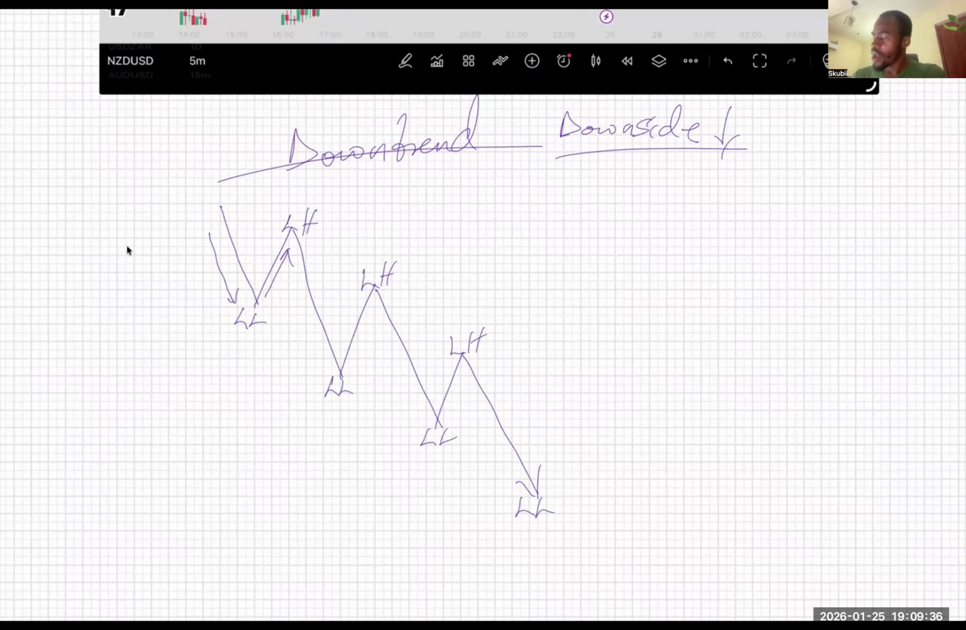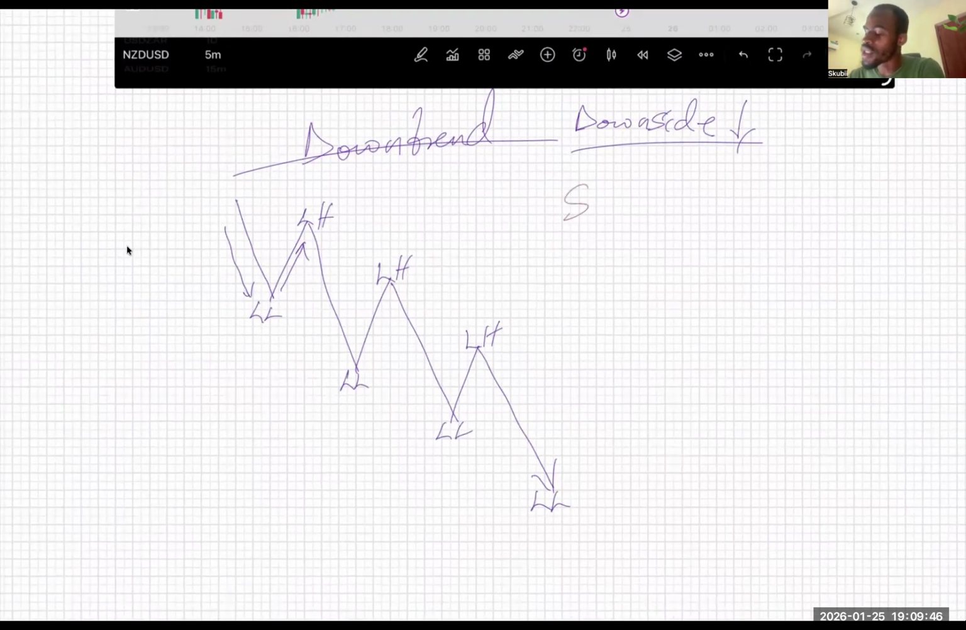Now, like I said earlier, we're not just looking at these things because we want to look at them. We're looking at them so that we can know what opportunities to look out for. Now, when you see a downtrend, you look for sell opportunities.